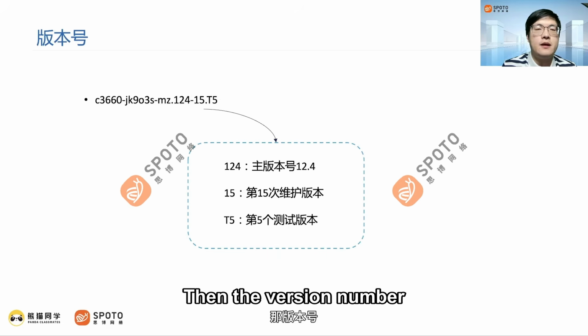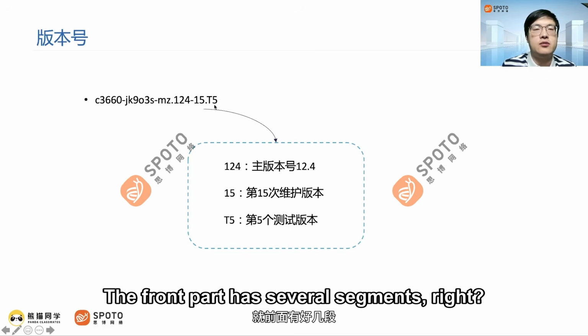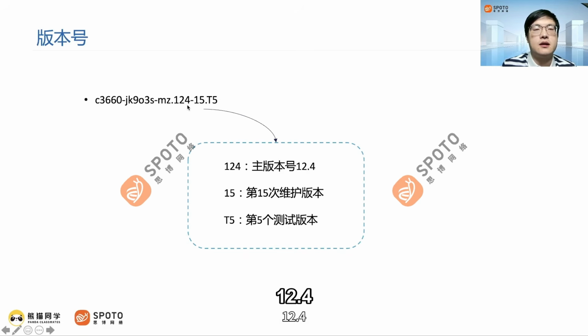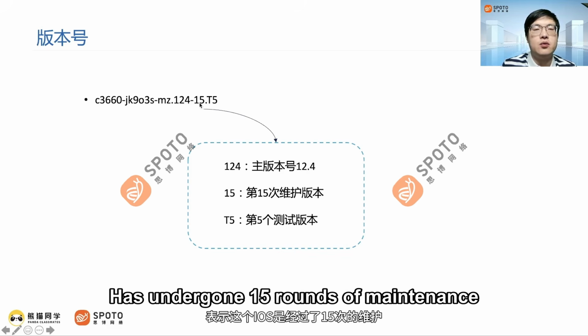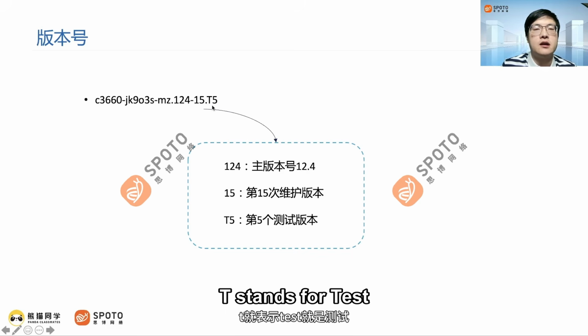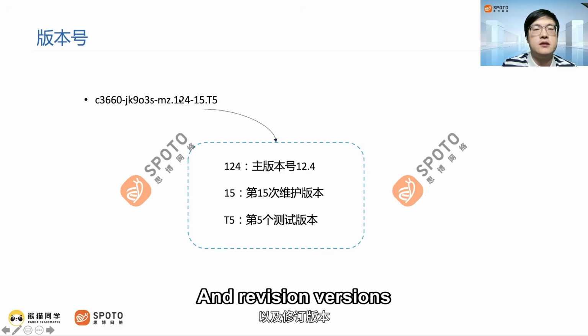Then the version number. For version numbers, the front part has several segments. The first segment is the major version, 12.4. Then 15 indicates this IOS has undergone 15 rounds of maintenance. Then T5. T stands for test, meaning this is the 5th test version. It has many such test versions and revision versions.